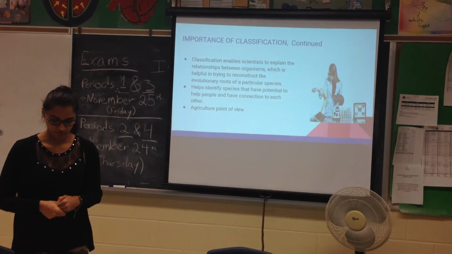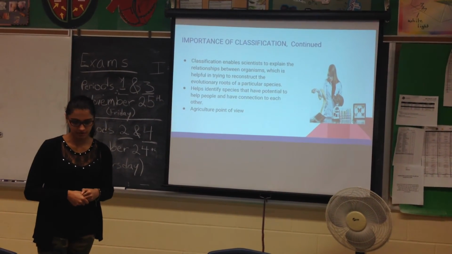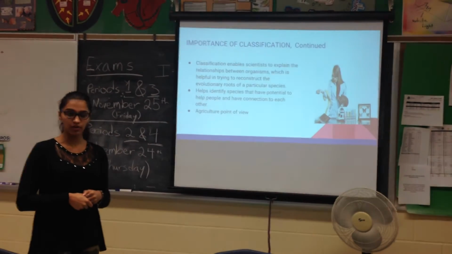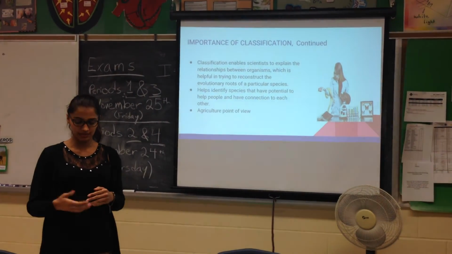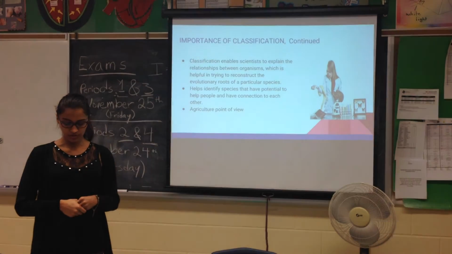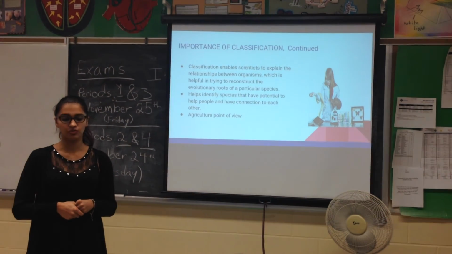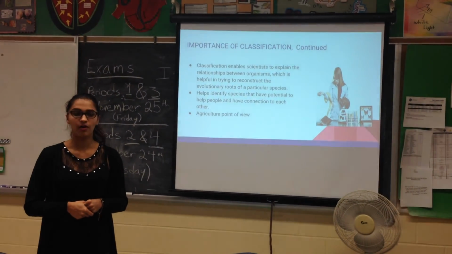From an agriculture point of view, classification helps in crossbreeding of plants. It enables biologists to control diseases, etc. To do so, specific information about the species is required, which can be obtained from a taxonomical chart.